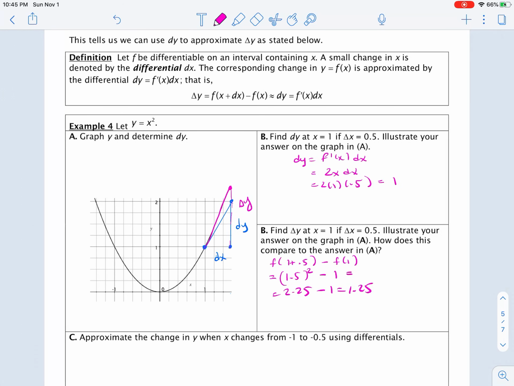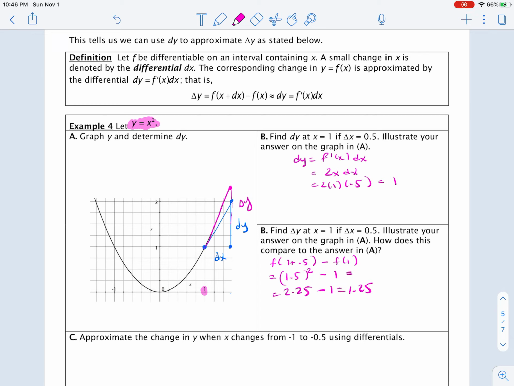Good. In looking at this, it says graph y and determine dy, or just b. Find dy at x equal to 1 if delta x is equal to 0.5. Illustrate your answer on the graph in A. So what is your dy? Your dy is f prime of x dx, and we see here that y is equal to x squared. So what is the derivative? 2x, and then we multiply by dx. If we evaluate at x equal to 1 and delta x equal to 0.5, we end up with 2 times 1 times 0.5, and that will give us 1.